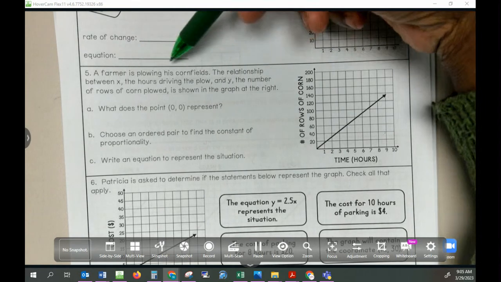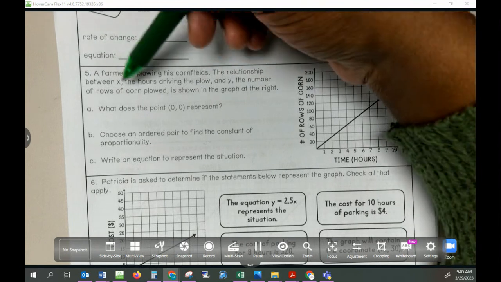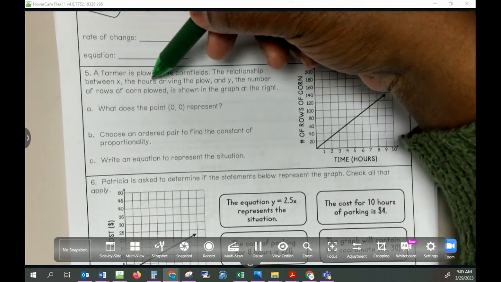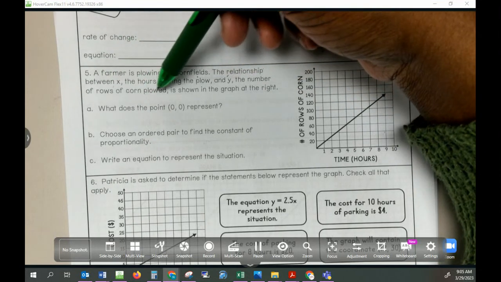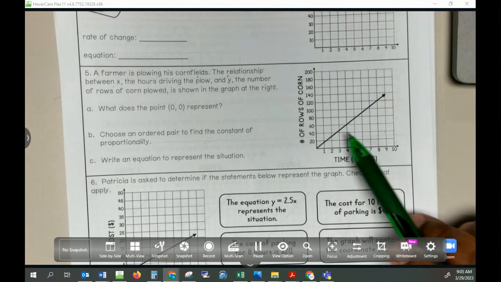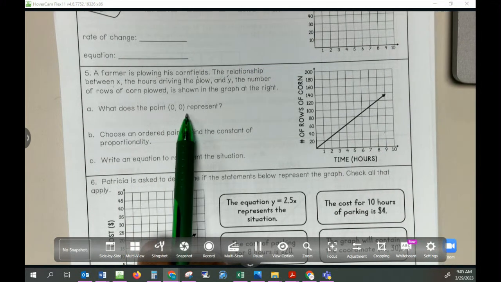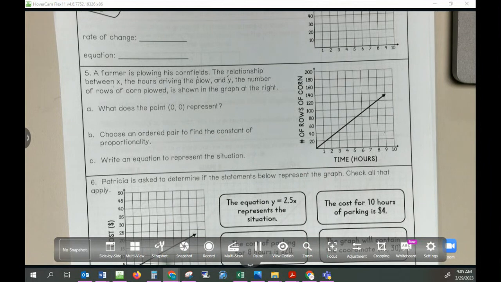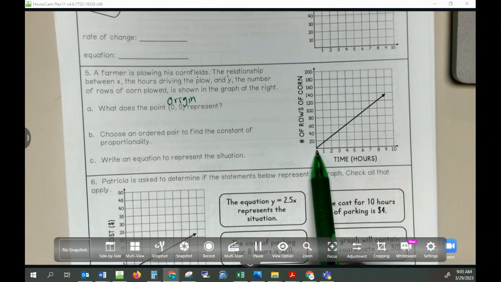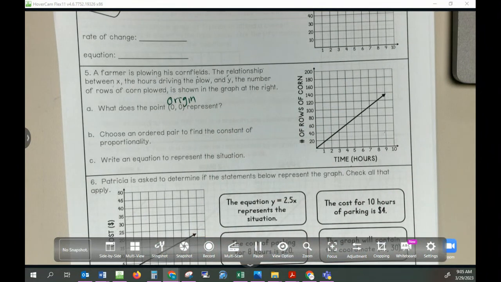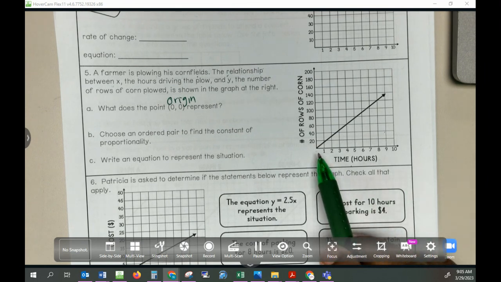All right, so number 5, a farmer plows his cornfield. The relationship between X, which is the hours driving the plow, and Y, the number of rows of corn plowed, is shown in the graph to the right. So here's our graph. What does the point 0, 0 represent? It's the origin, yes, but what does it mean in this scenario? What does it mean at 0, 0 for the time and the number of corn rows? What does 0, 0 mean? How much time did he spend?